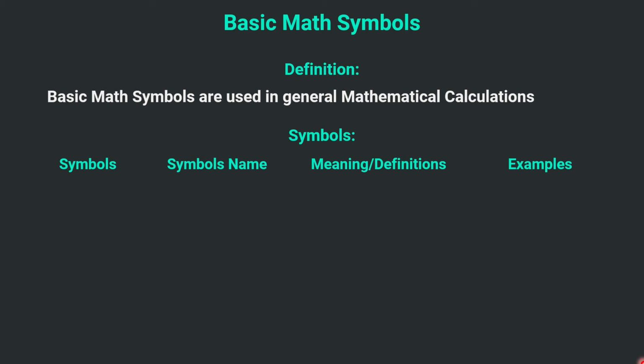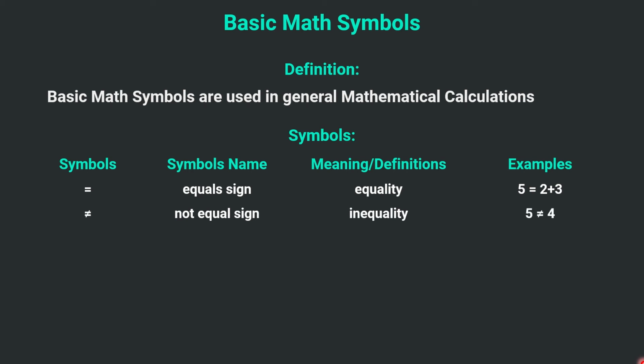Starting with our first symbol, which is this, that means equal sign, and it represents equality. For example, 5 and 2 plus 3 have the same value, so we can place an equal sign between them. Then we have the same sign, but it is cut. That means it is the not equal sign, so this represents inequality. 5 is not equal to 4, so we have placed the not equal sign between them.